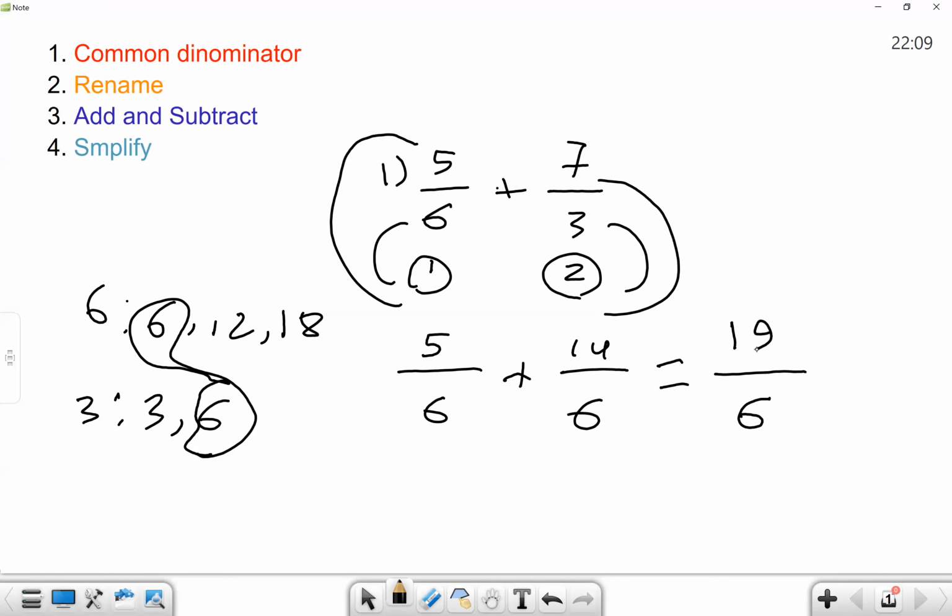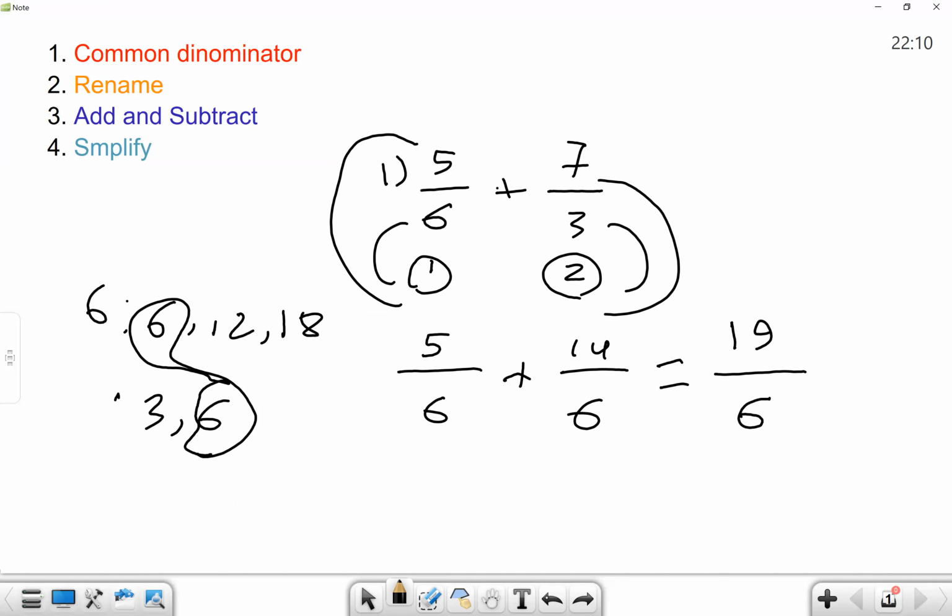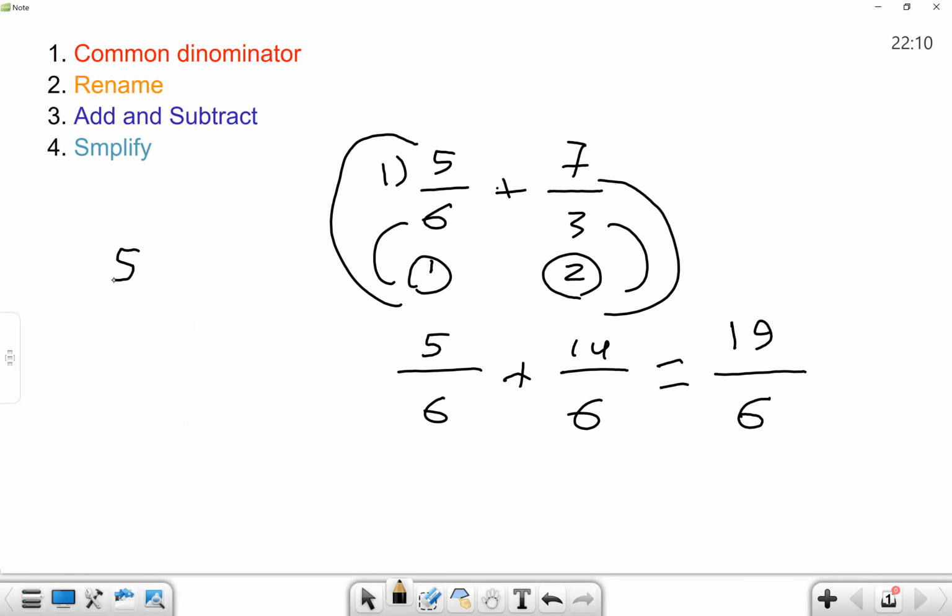Number 2, but before going to subtract, guys, sometimes students ask about multiplying the denominators directly to get the common denominator. Let's try to do it and compare the results. Let me clean this part. The same question and the same fractions, 5 over 6 plus 7 over 3.